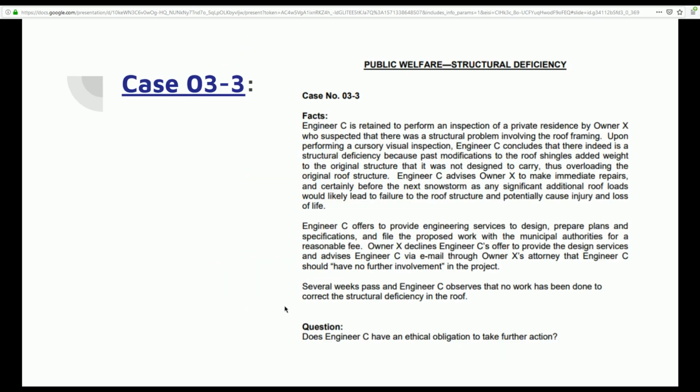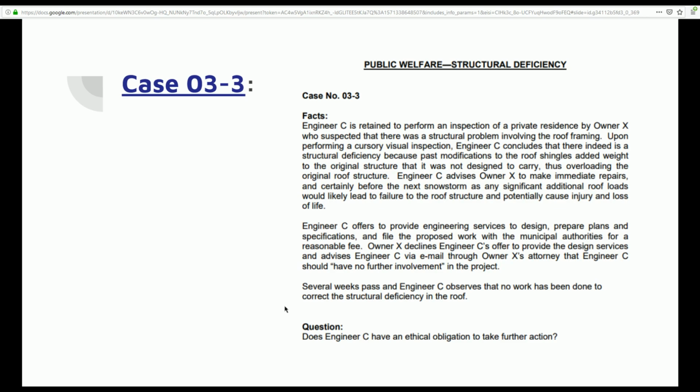Let's just do one more of these. These are fun, and I think if this were a slightly different class, we could spend a lot more time just going through these case studies in the Board of Ethical Review. I think we could probably do a couple of weeks of this kind of activity, but we're only doing it this once, so let's enjoy it. So this is case 03-3.